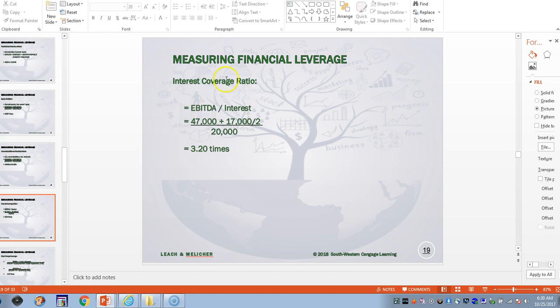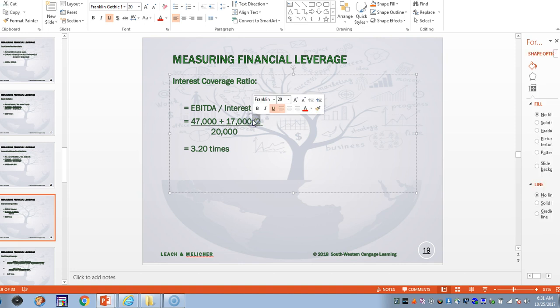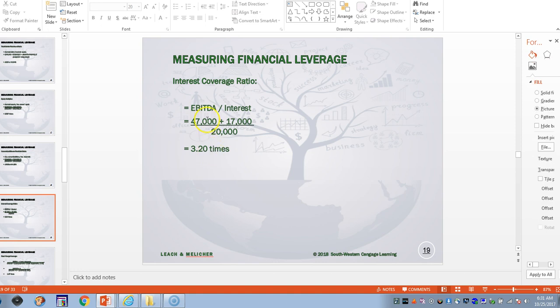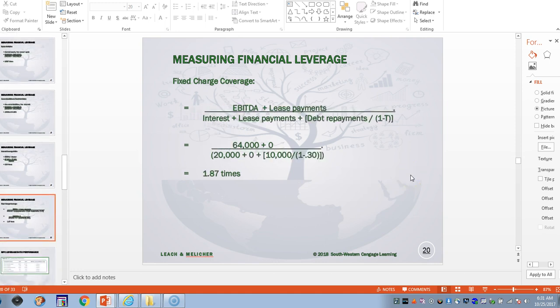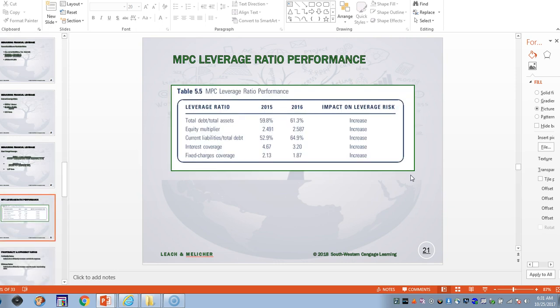You'll notice for the interest coverage ratio, there's a mistake in the book here. This is a mistake, and I'm going to fix it now. This divided by 2 should be taken out. One of your students caught that, and I'm very pleased to see that he was reading the slides and he caught that. So it really should be 40. If you follow your textbook, it should match. It should be 47,000 plus 17,000 all over 20,000. And it comes out to 3.2 times. This I said we're not going to cover, so don't worry about that.